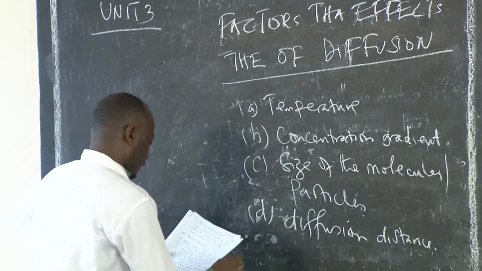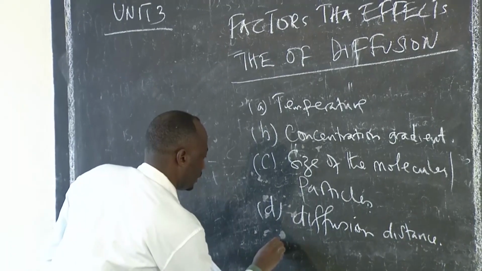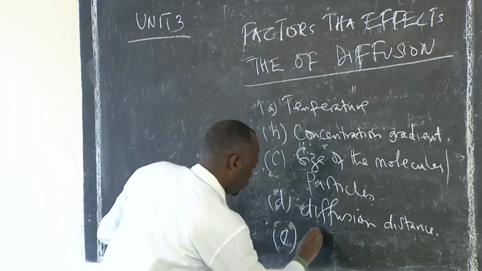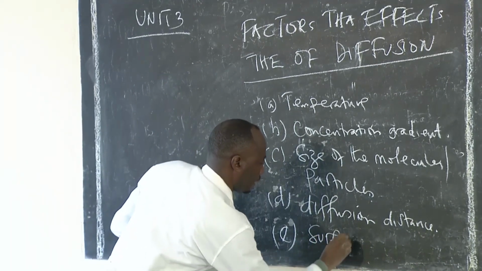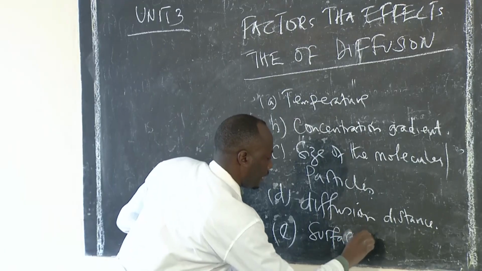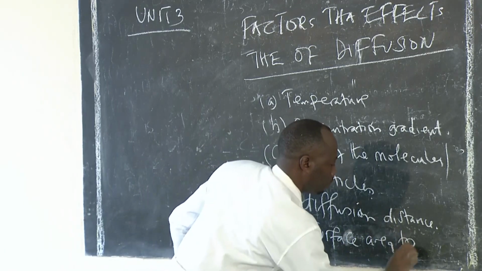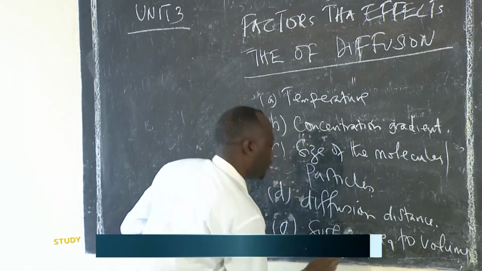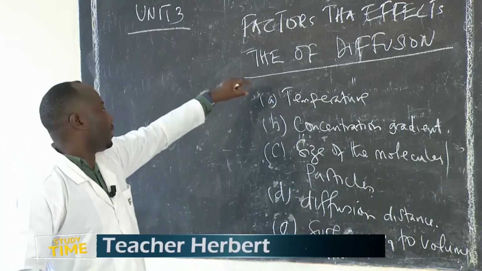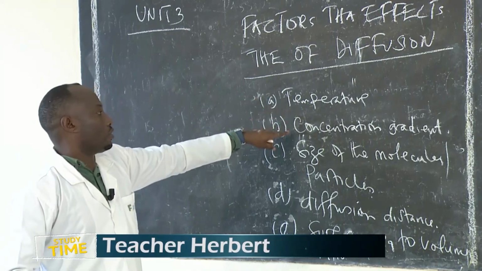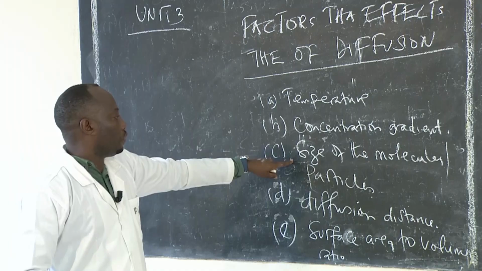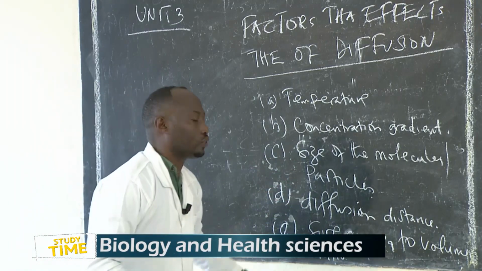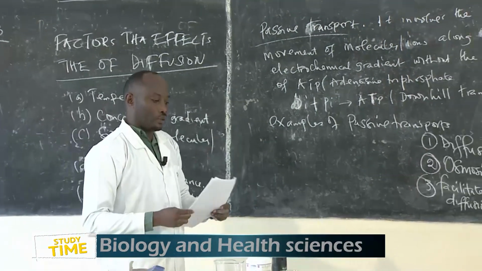We talk about another one, which is the last one. This is E. You can have what you call surface area to volume ratio. Surface, I like that word. So there are a number of factors that can affect the rate of diffusion. I started with the temperature, then concentration gradient, size of the molecule or particles, diffusion distance, and also surface area to volume ratio. Let me start with the temperature.